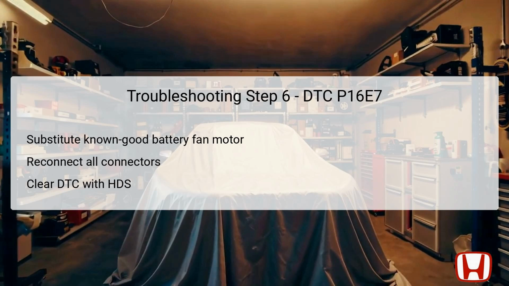After confirming all connections, turn the vehicle's ignition to the on mode again and utilize the HDS to clear any existing DTCs in the system. Finally, check once more for pending or confirmed DTCs. If DTC P16E7 reappears, this signifies that the issue may lie within other components of the electrical system, possibly pointing towards the PCM itself. If it does not return, the original battery fan motor needed replacement.